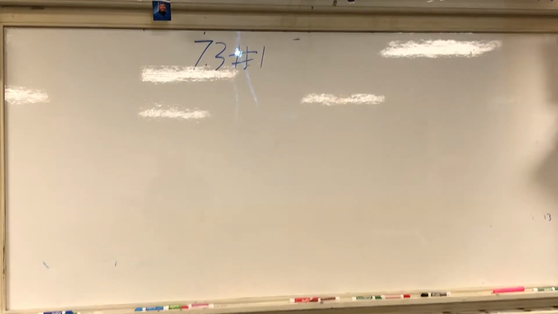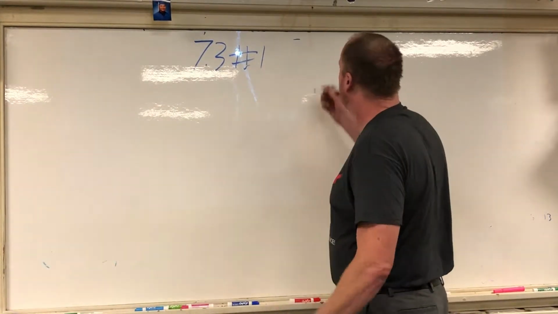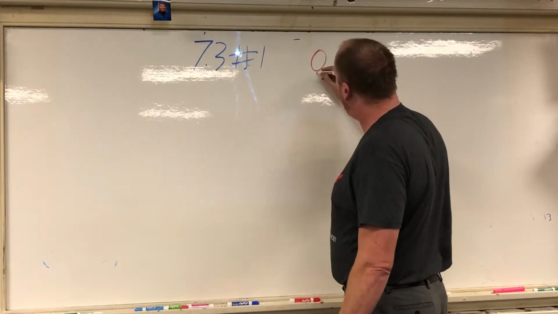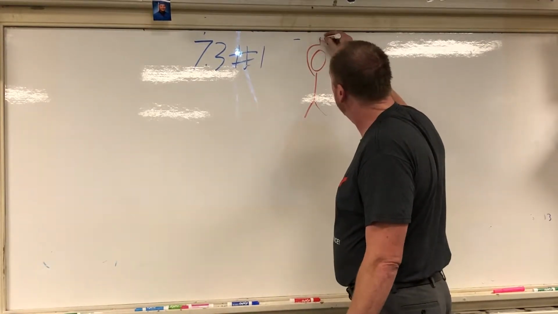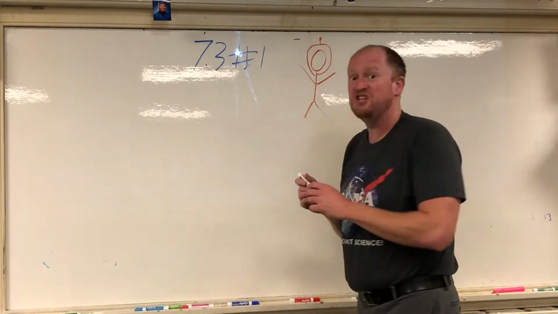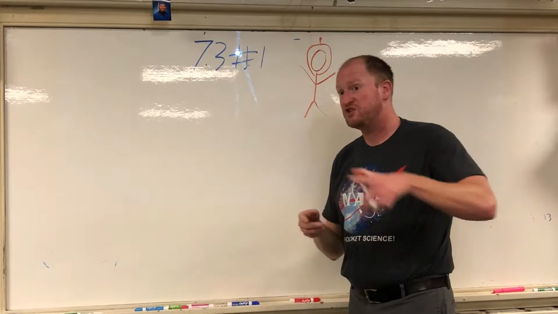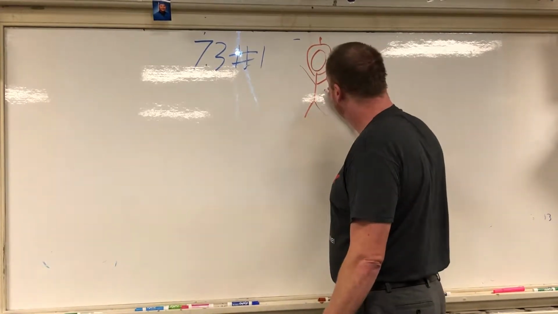Hello, hello, hello. We are doing 7.3, number 1. Now, the way this problem works is like this. I am here. Imagine I'm in space or something. Okay, here's my little spacesuit. And I'm out here in space, and I'm not in orbit, but something is orbiting me. The thing that's orbiting me is an apple.